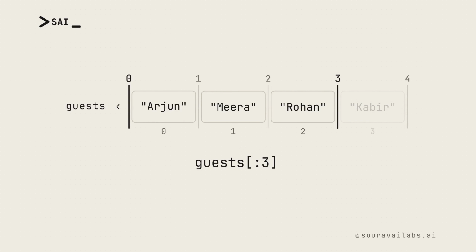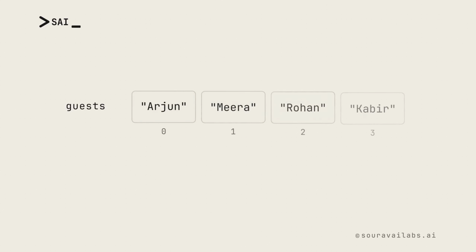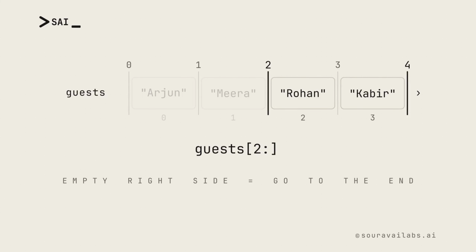guests[:3] means the same as guests[0:3], the first 3 guests. The empty left side says start all the way back at 0. Leave the second number out and the slice keeps going to the end. guests[2:] starts at Rohan and takes everything after it. The empty right side says do not stop early.